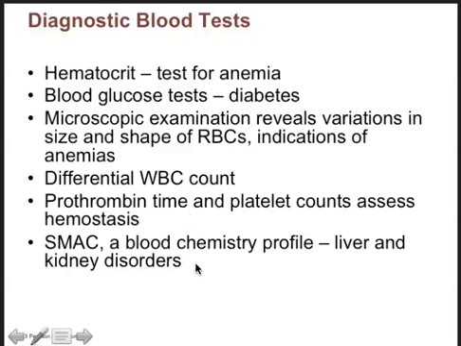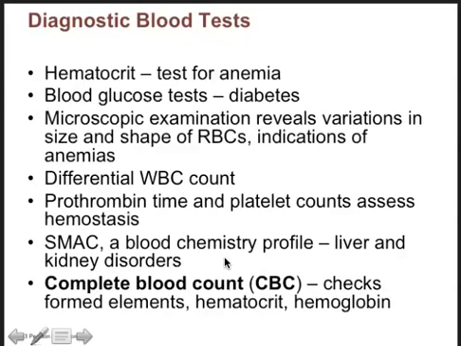SMAC is a blood chemistry profile, and it can check for liver and kidney disorders. Basically, the liver and the kidney produce a lot of plasma proteins that are vital to the normal function of blood, and if we're lacking any of these components, it could indicate a malfunction in either the liver or the kidney. A CBC checks for the formed elements.